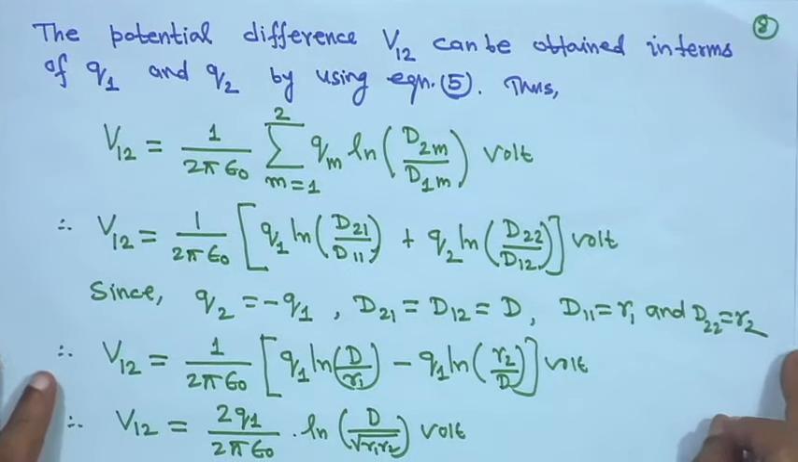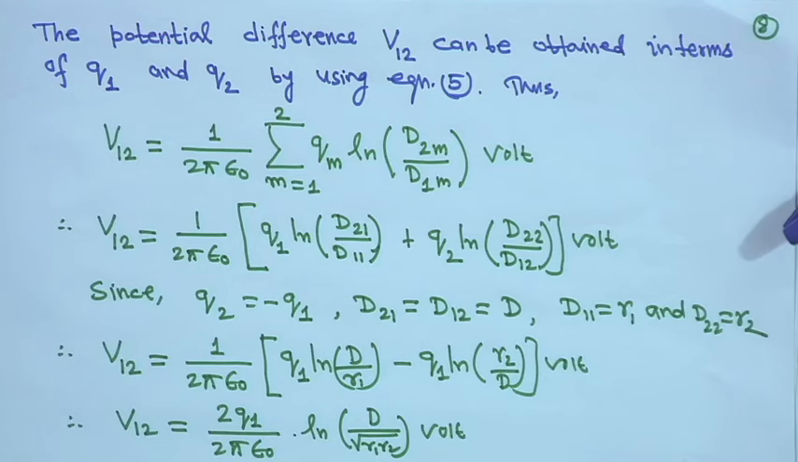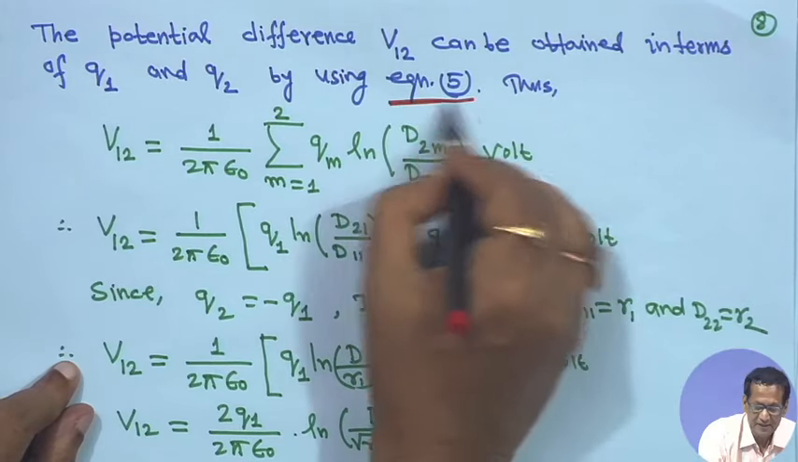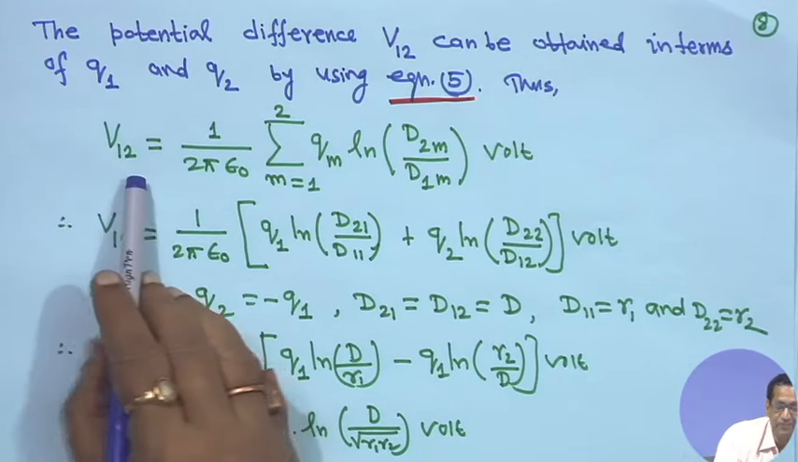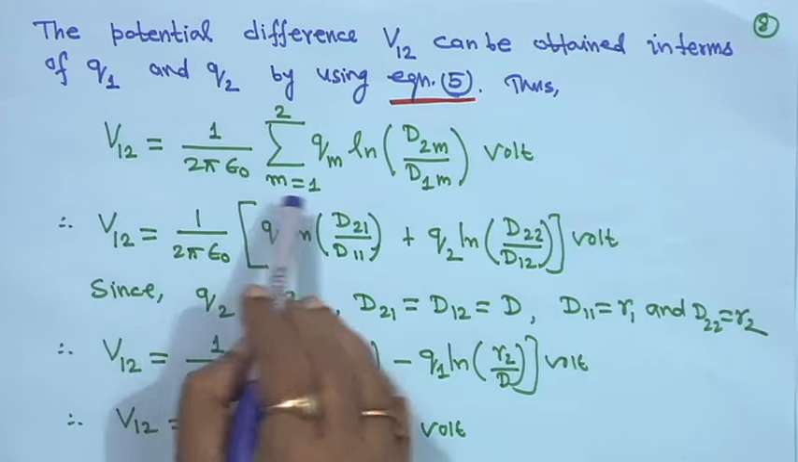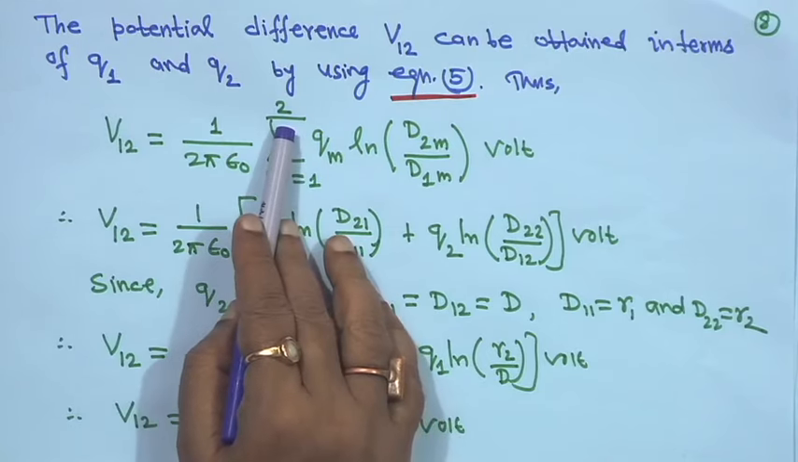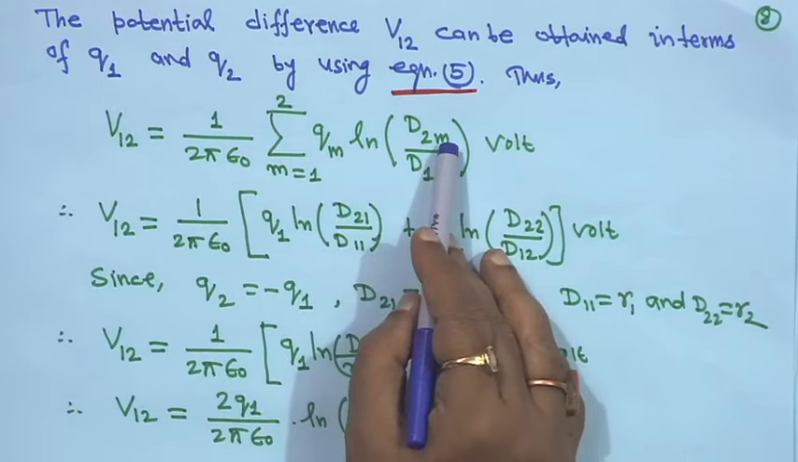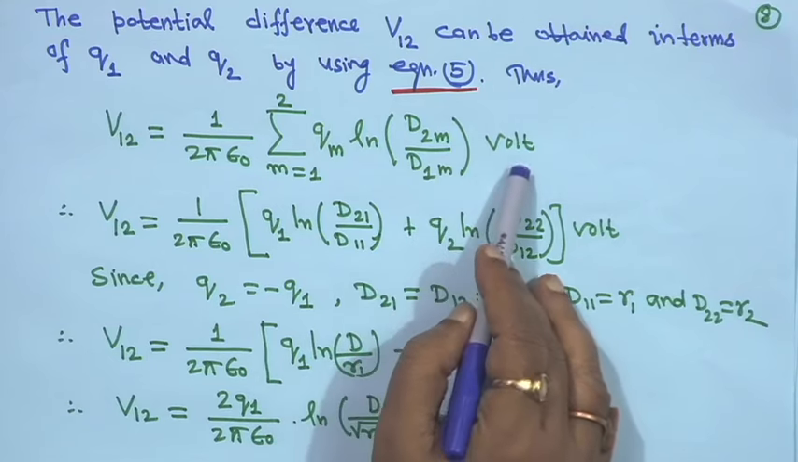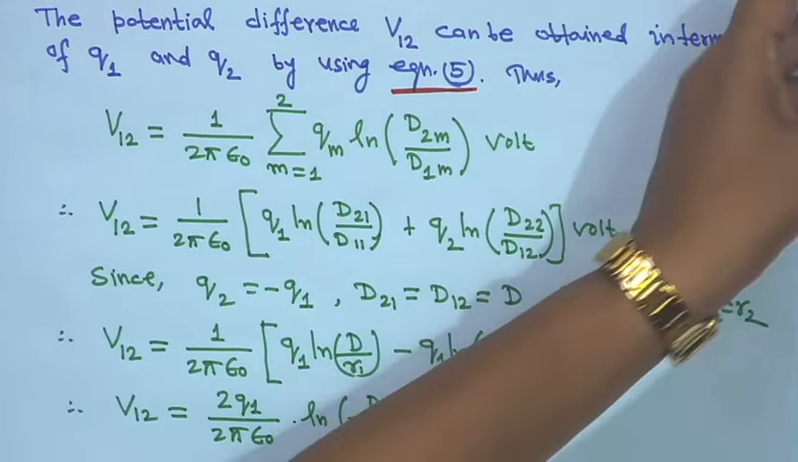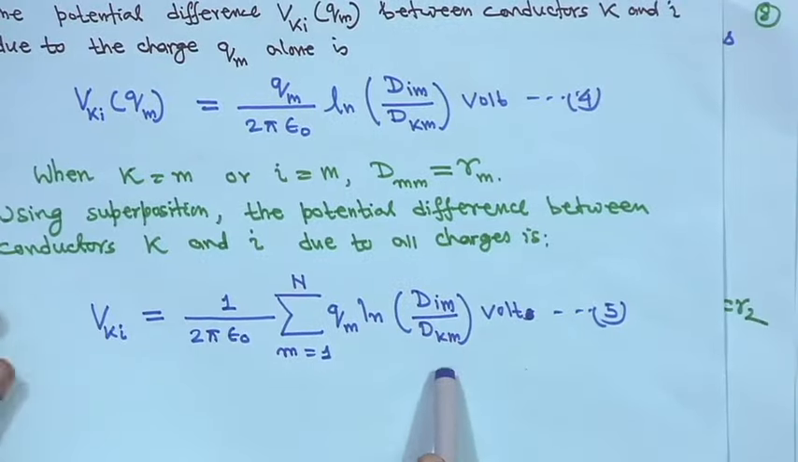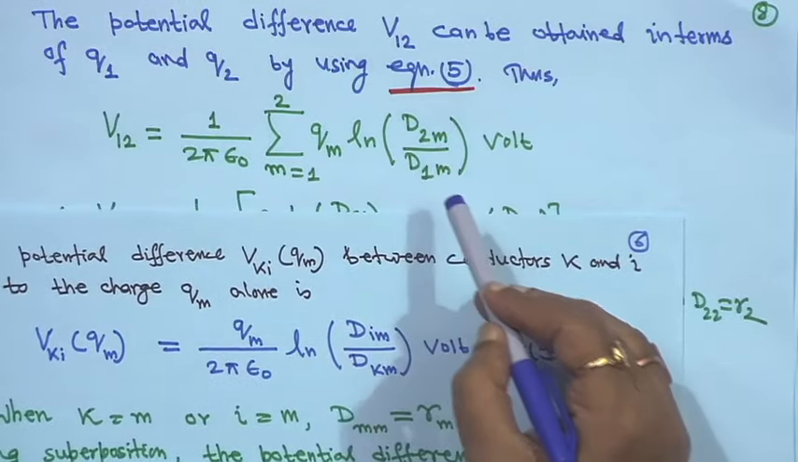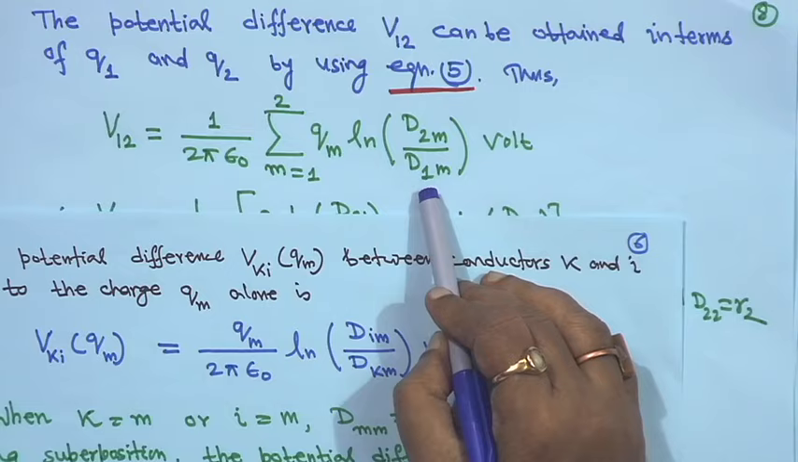The potential difference V12 can be obtained in terms of Q1 and Q2 using equation 5. That general equation we have given, with m equal to 1 to n. The same equation for two conductors is 1 upon 2 pi epsilon 0, sum over m equal to 1 to 2, of q m ln d i m upon d k m, volt. Here i is equal to 2 and k is equal to 1.